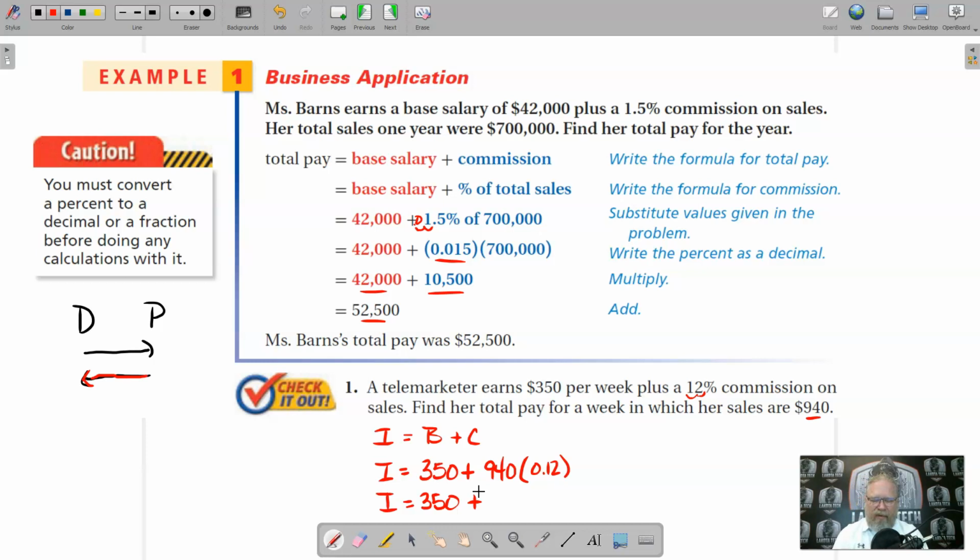on my calculator. Let me see, 940. We're going to multiply that times 0.12, and that's going to be $112.80. And then total income would be the sum of 350 plus the 112.80. So I'm going to go ahead and add 350 to what I already have in my calculator for a total of $462.80. That is money, right? So $462.80 for the week.